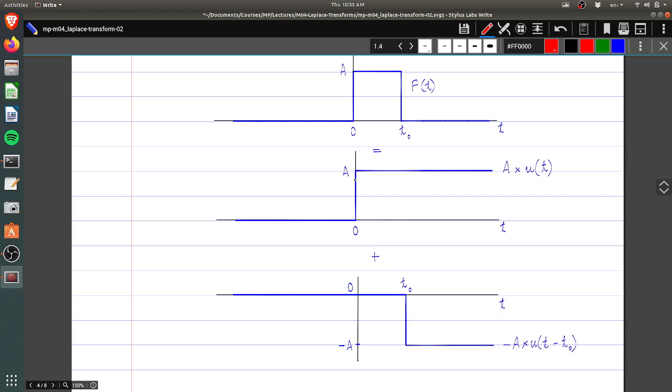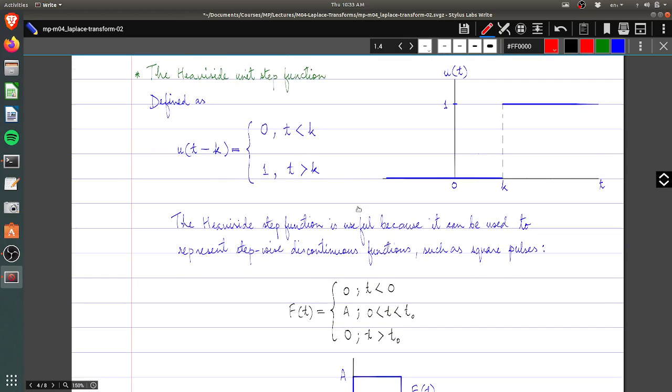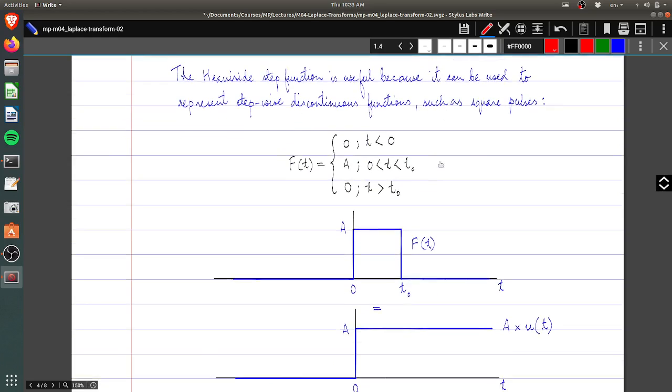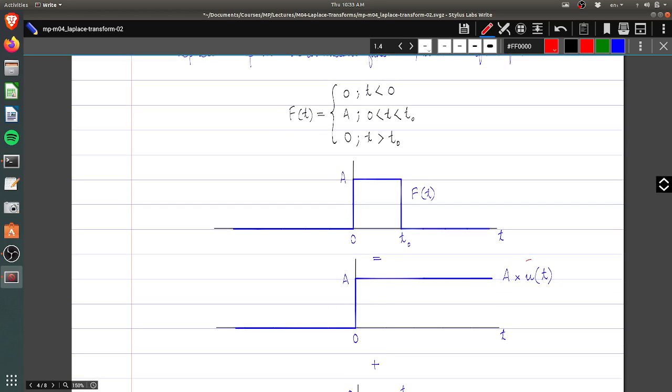So what is this unit step function? We can write this unit step function as u of t, because the Heaviside step function is u of t minus k. If I make k equal to 0, that means the discontinuity that we have here will occur at t equal to 0. So it is equal to simply u of t.